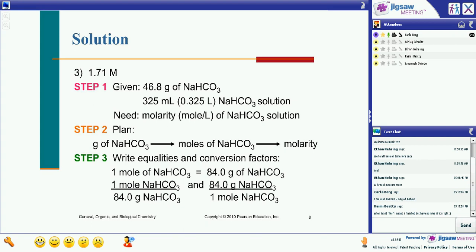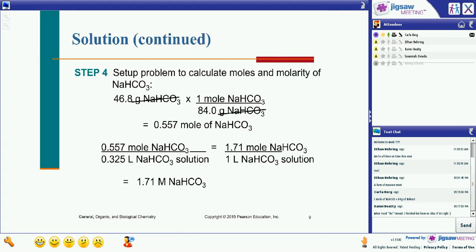Okay, so now let's think about what we would do in step 4. Step 4, you need to set up the problem. Your problem, first, is you need to calculate the grams of NaHCO3 in moles of NaHCO3. So we know that we had 46.8 grams, and we know that there's 1 mole per 84 grams. So that's the conversion factor we are going to use first.